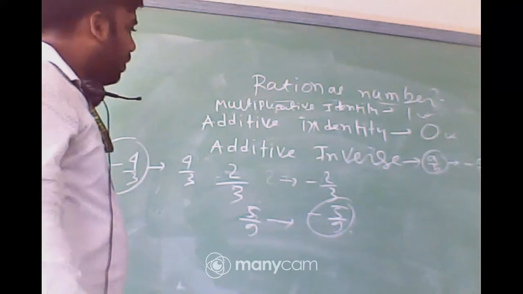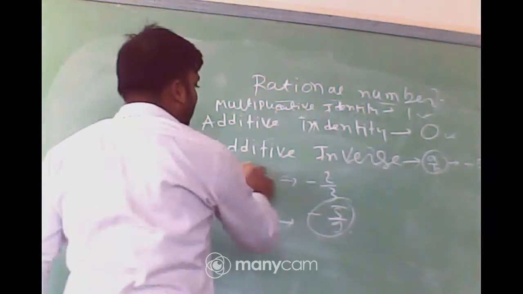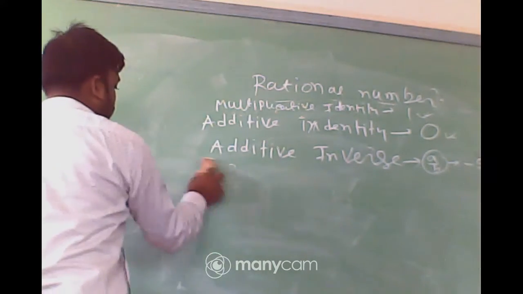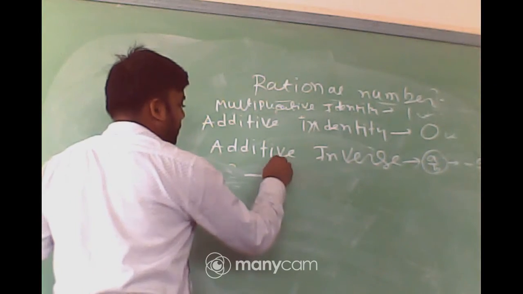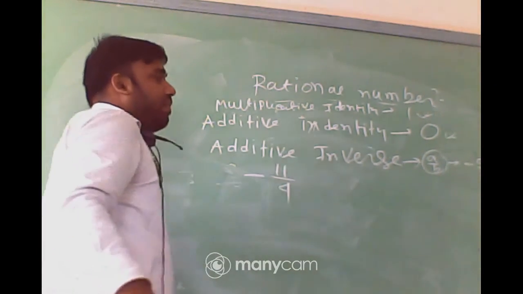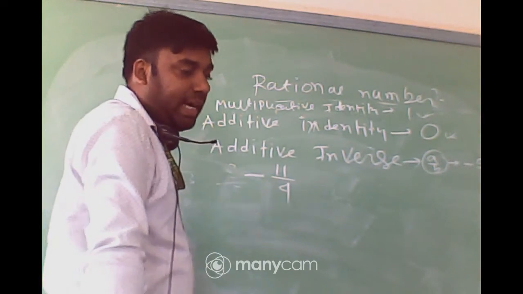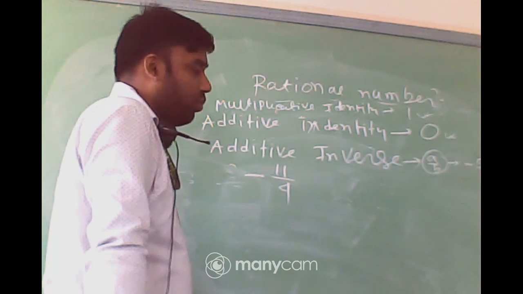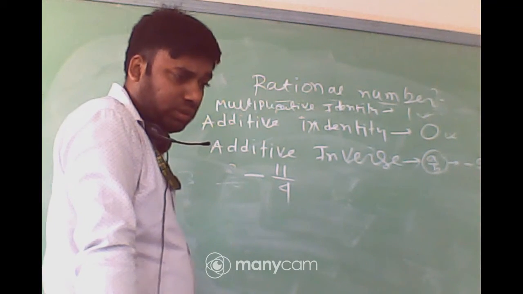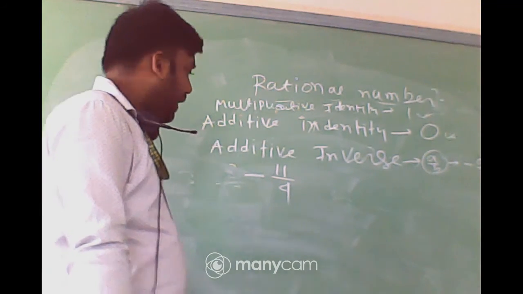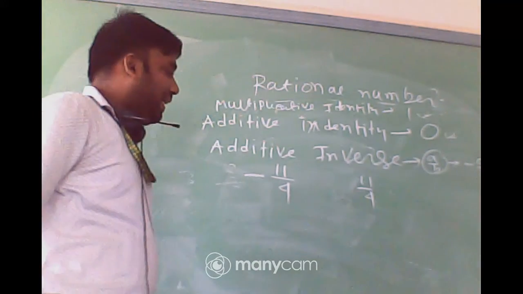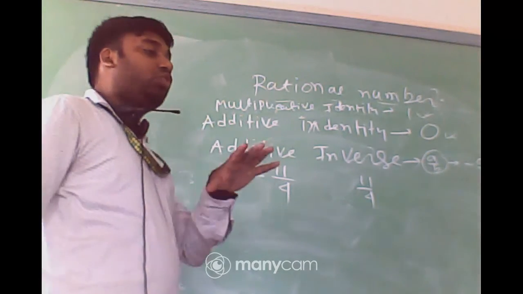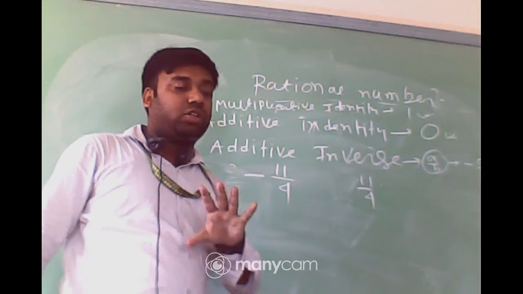Okay. Next and last of additive inverse. Additive inverse of minus 11 by 4. Quickly. Yes, plus 11 by 4. Okay, that is additive inverse. I hope it is clear. So additive inverse is clear, yes or no?